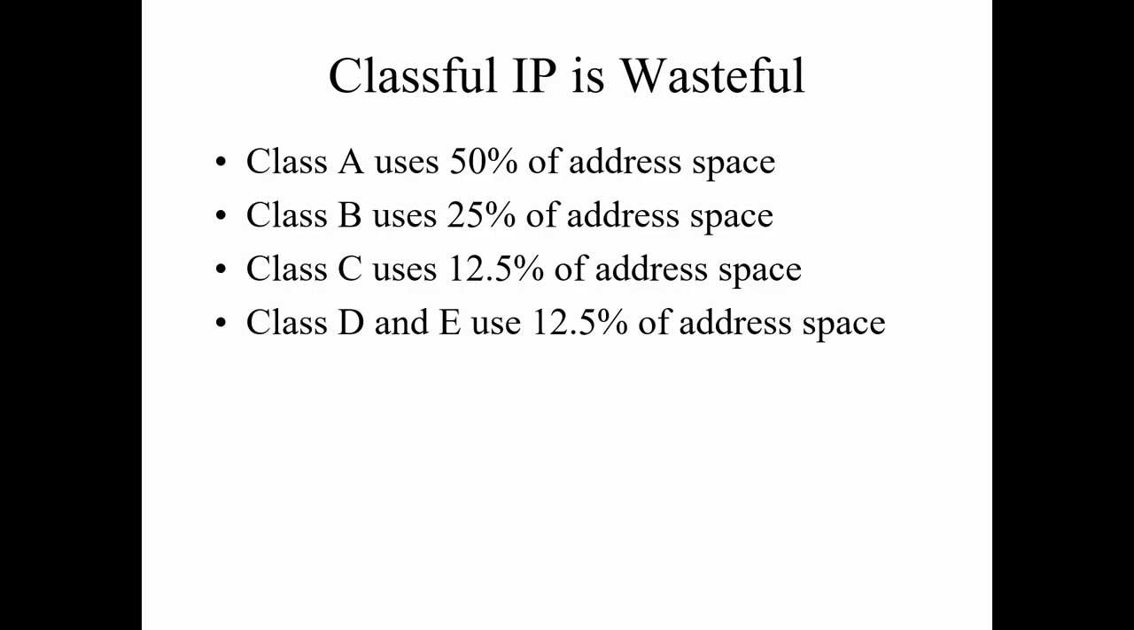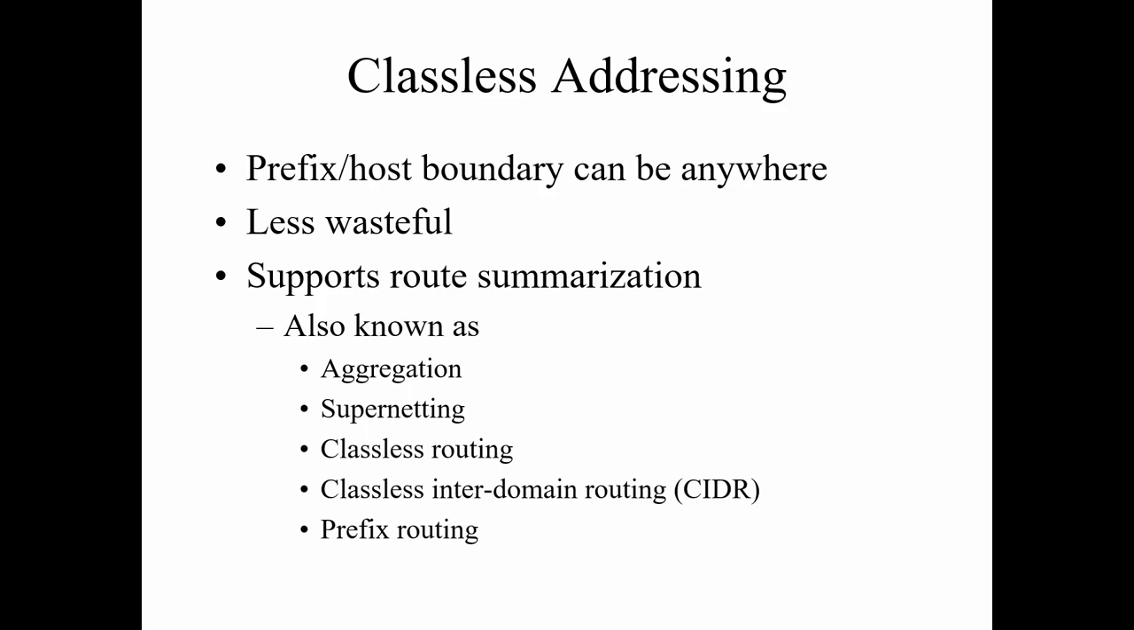So this led us to this design of what we call classless. And that is, we don't care about the class. If it's the 10 address, yeah, it's class A, but we don't care. We want to be able to manipulate that prefix or that host boundary however we want, which is less wasteful. And it supports route summarization. It could also be known as aggregation, supernetting, classless routing, CIDR, classless interdomain routing, or prefix routing. Normally it's just known as variable length subnetting, VLSM.